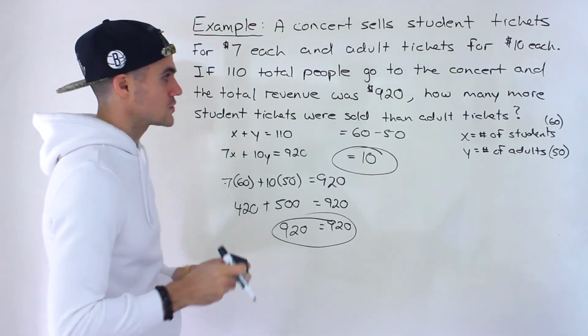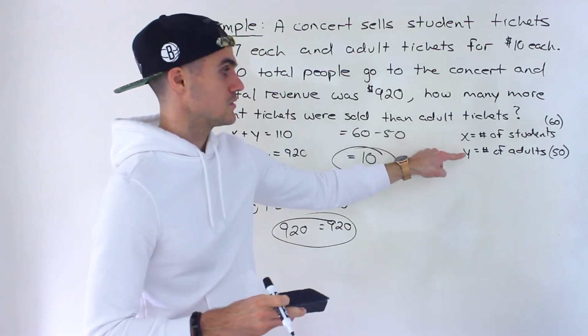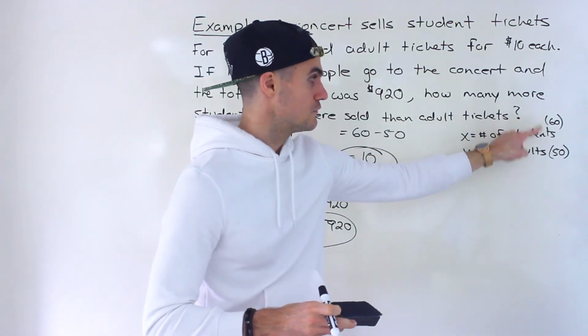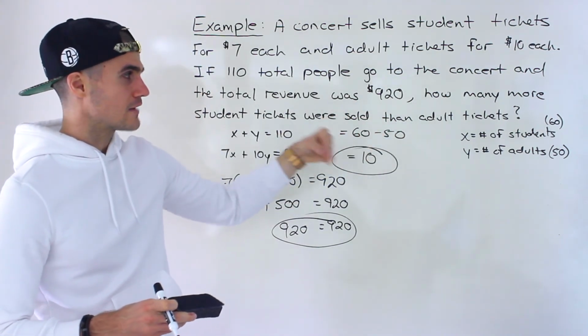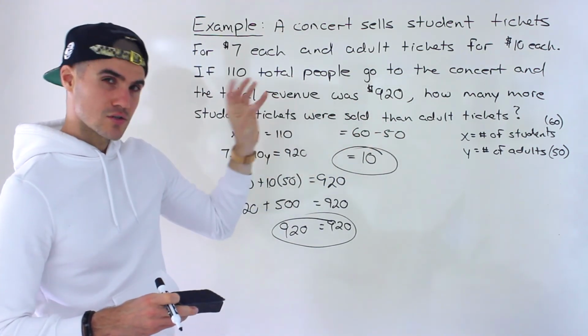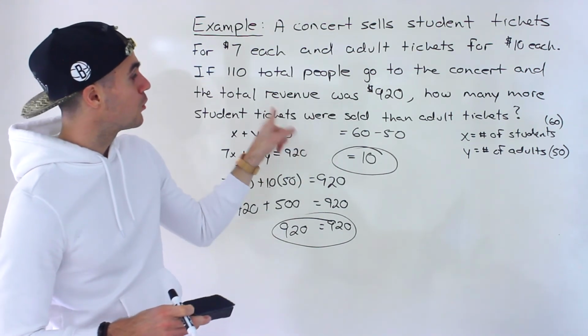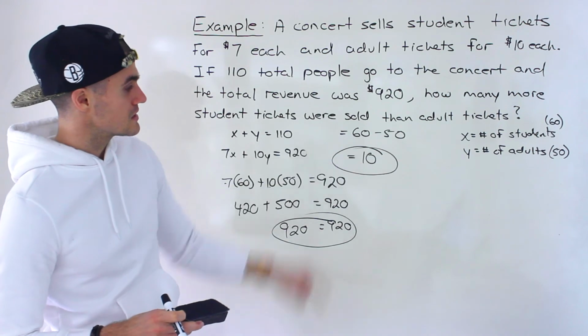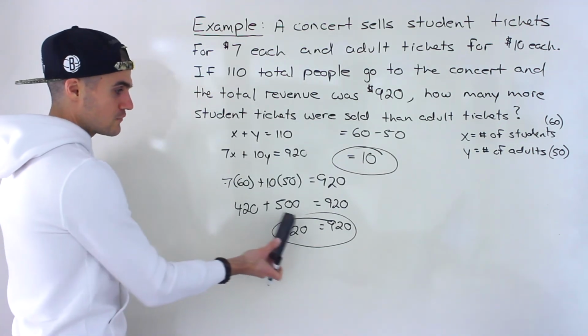A lot of times these questions, they'll ask just for these numbers over here, how many student tickets sold, how many adult tickets sold, it would be 60 and 50. But sometimes they may ask some extra stuff. You may have to take some extra steps. So just read the questions very carefully. In this case, they're asking how many more student tickets were sold than adult tickets. The answer is 10.